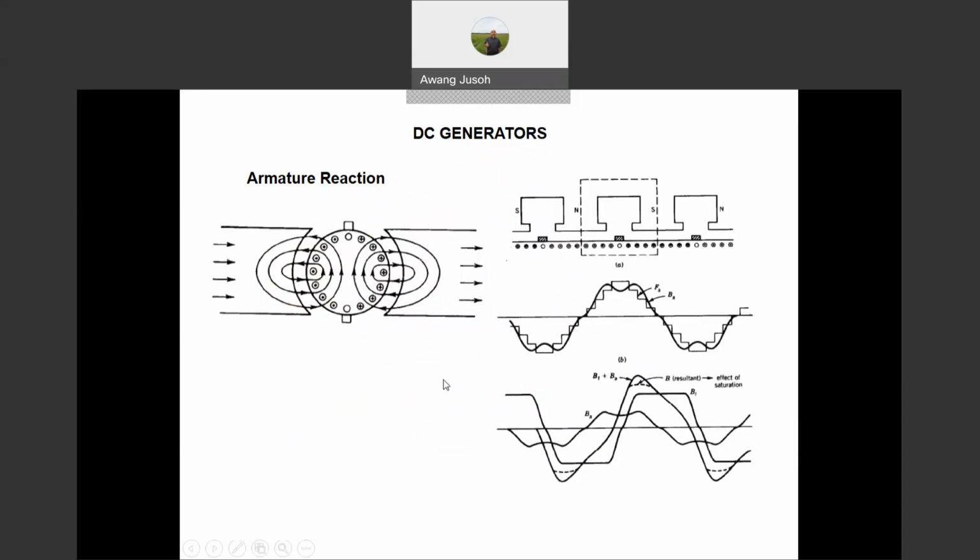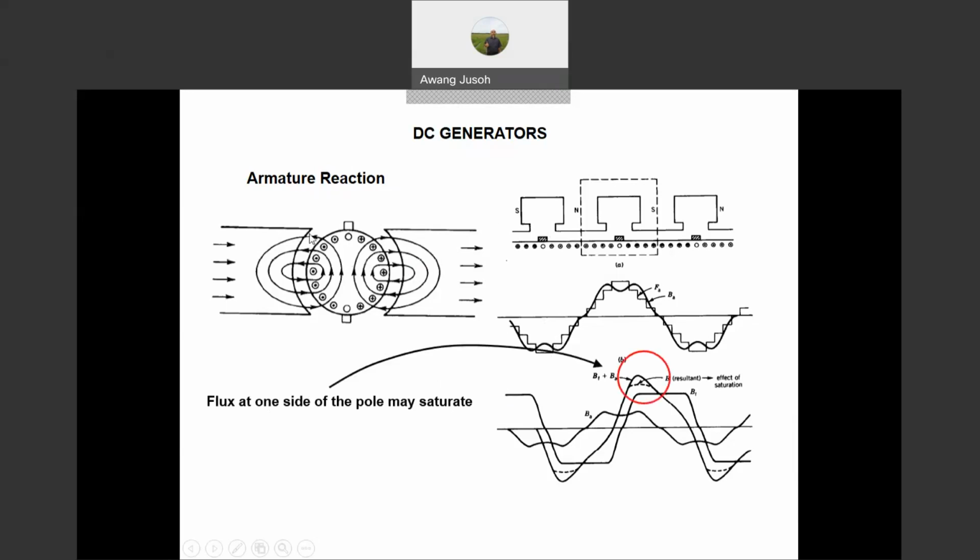Alright. So the impact of this, the impact of disturbance from the flux MMFA to the flux from the main, that one we call the armature reaction. The flux MMFA will disturb the flux from the main pole there. Okay, if you want to go into more detail, we can go this side first.